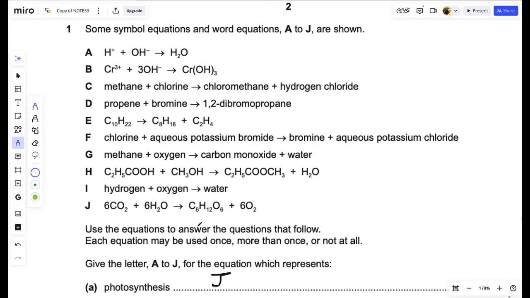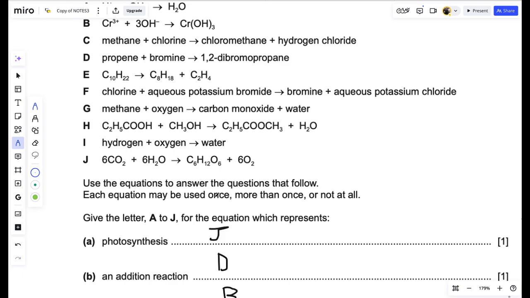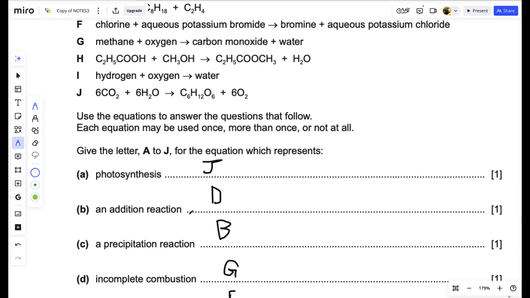So they've given us 10 equations. They use the equations to answer the questions that follow. Now, each equation may be used once or more than once, or not at all. So not everything. Sometimes some may not be used, so you don't have to worry if you don't find any particular equation. Give the letter A to J. So we're going to use the letter A to J for the equations which represent each description.